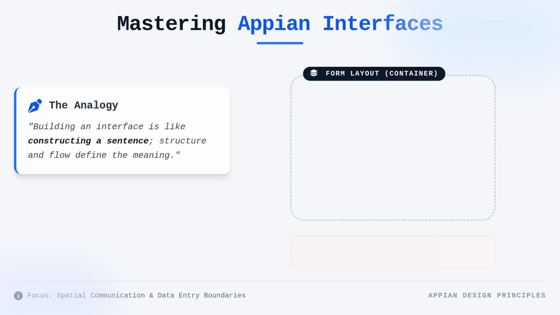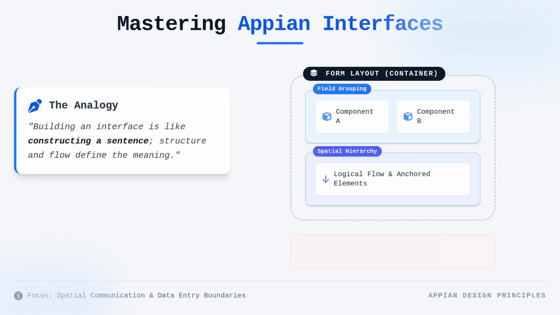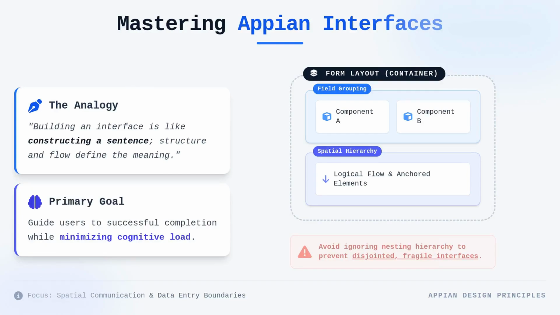By nesting components within a form layout, we ensure that elements remain anchored, which is critical when developing complex forms that require field grouping. A common mistake is to ignore the nesting hierarchy, which leads to disjointed interfaces that feel fragile rather than engineered. As you develop these forms, remember that their primary goal is to guide the user towards a successful completion of their task while minimizing cognitive load.